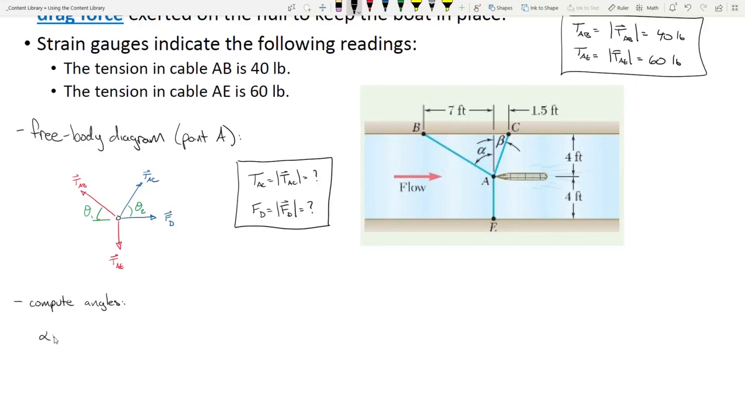So would you agree that the tangent of alpha is 7 feet over 4 feet? Do you agree with that? So that means that alpha is the inverse tangent of 7 feet over 4 feet, which is what? We'll say that in two decimal places. What do we get for alpha?